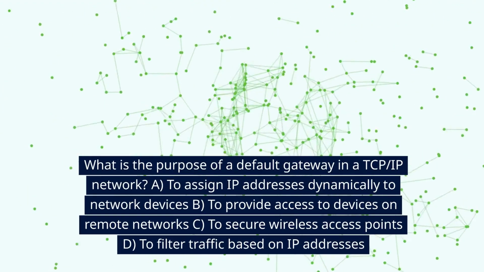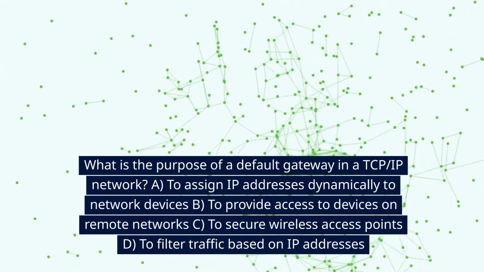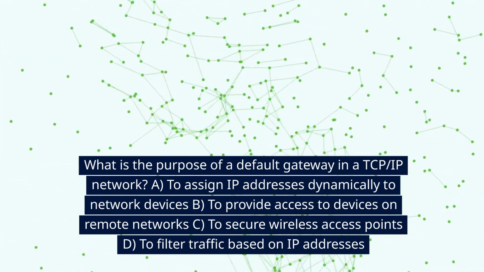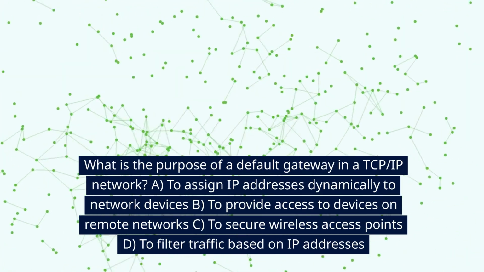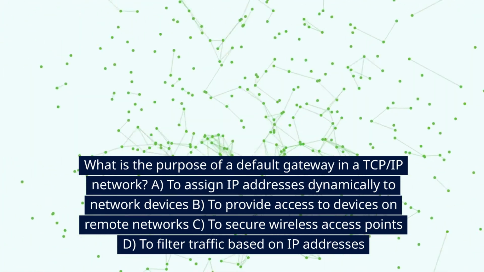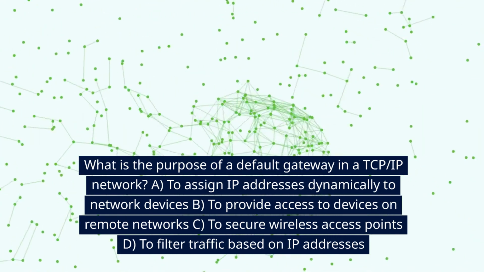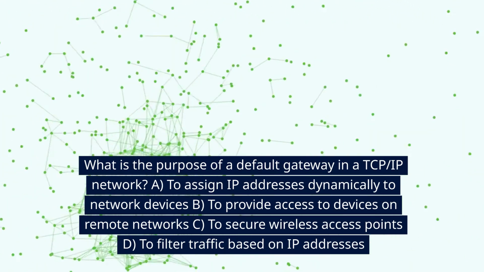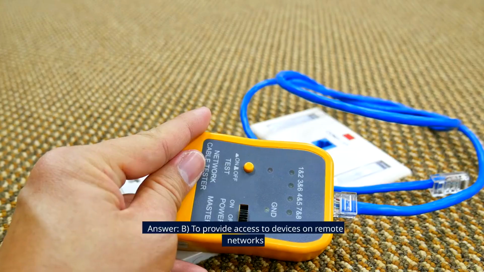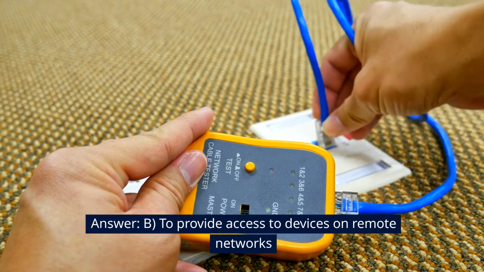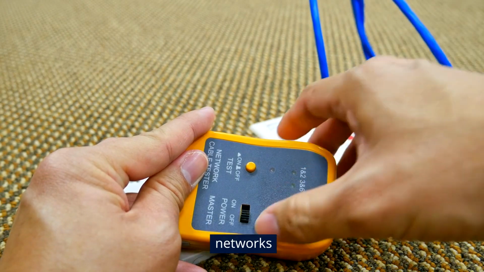What is the purpose of a default gateway in a TCP/IP network? A. To assign IP addresses dynamically to network devices. B. To provide access to devices on remote networks. C. To secure wireless access points. D. To filter traffic based on IP addresses. Answer. B. To provide access to devices on remote networks.